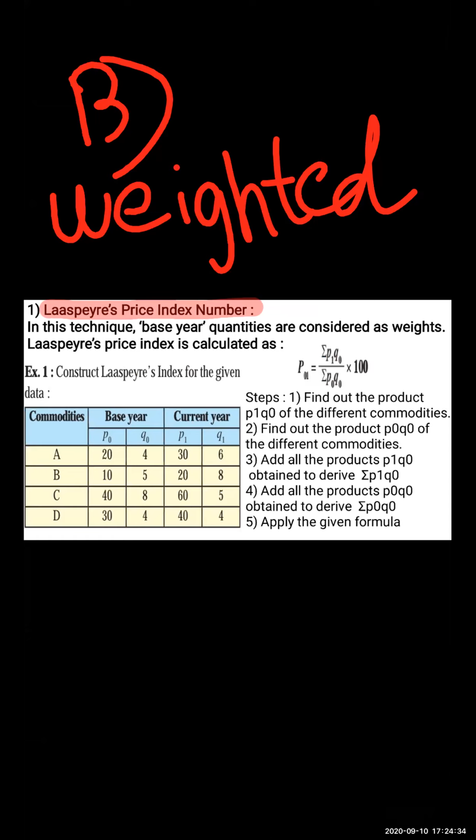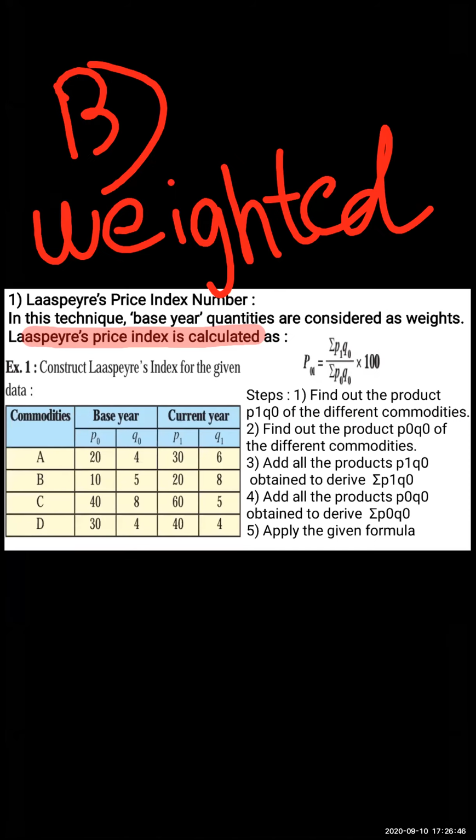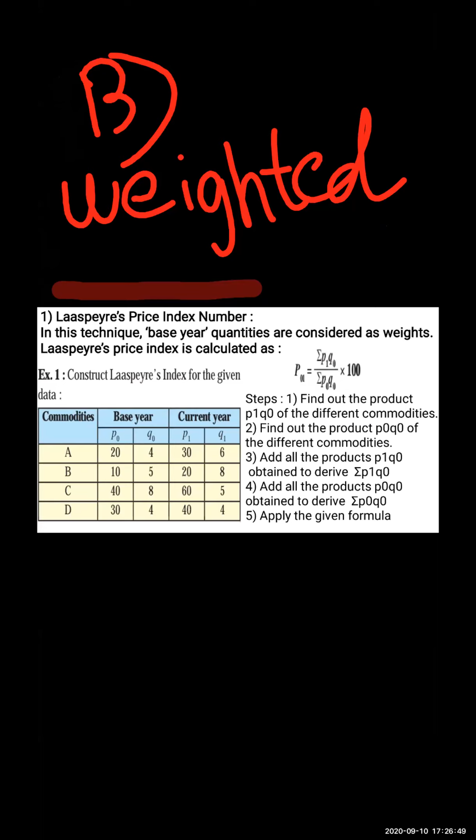Draw this table. And see to it that you have some space at your right hand side, because we are going to add some more columns. After drawing this, just let me know. We are having 4 commodities, commodity A, B, C, and D. We have base year. Under base year, we have P0, that is price of base year, and Q0, that is quantity of base year. Then we have current year: P1, price of the current year of commodity ABCD, and quantity of commodity ABCD of the current year.